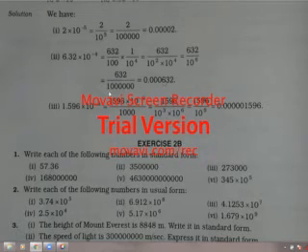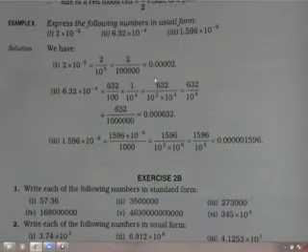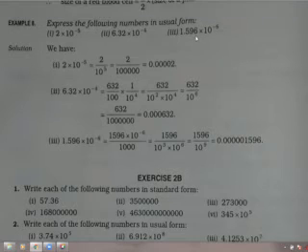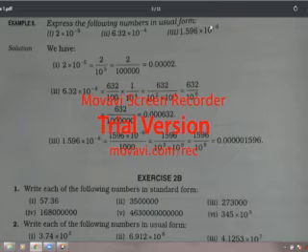That you have to keep it in mind. Now we will see the last number of this example 8. The third number is 1.596 into 10 to the power minus 6. The same thing has been done at first over here.